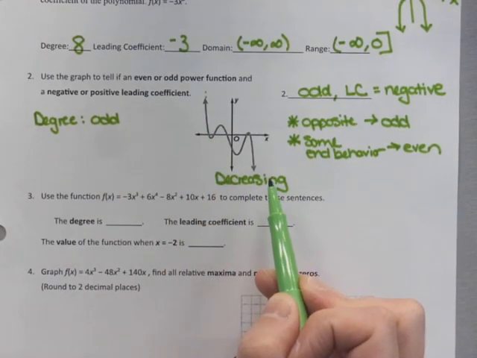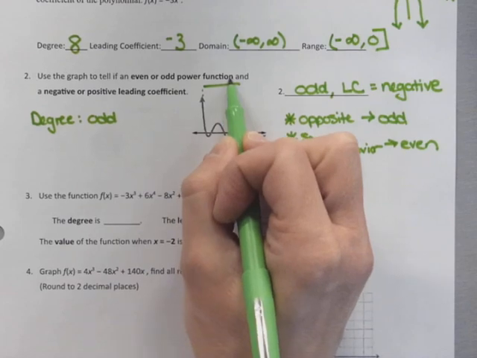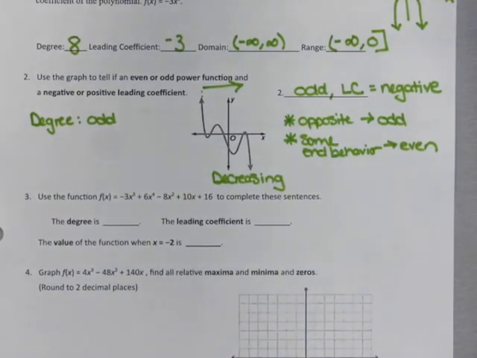If it decreases from left to right, again, like you read a book. You read a book from left to right. If it's decreasing, then it's negative. If it's increasing, then it's positive.